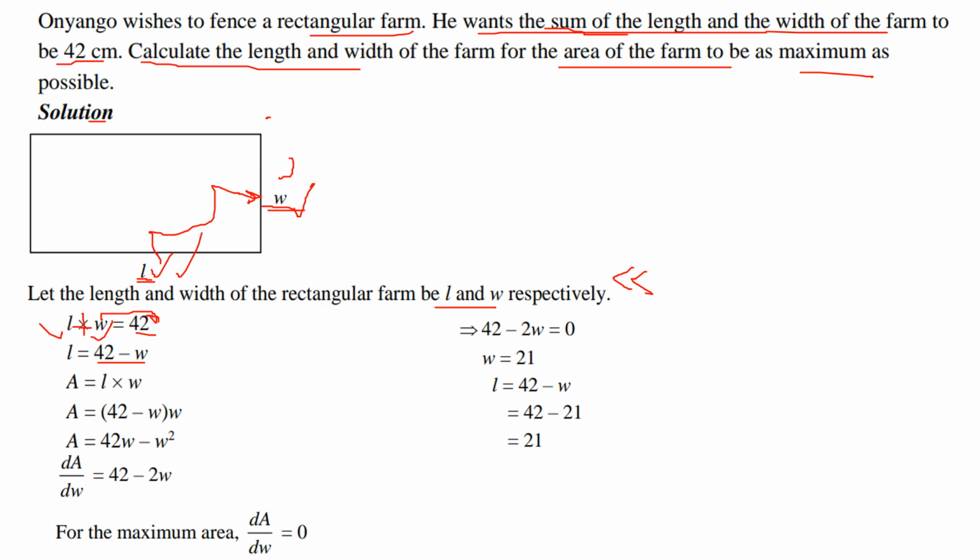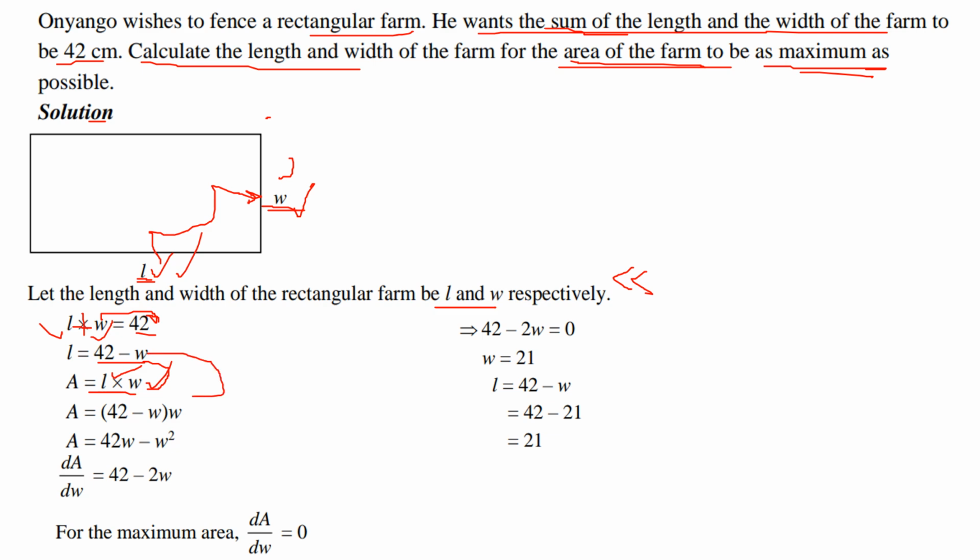But remember that here they say that area of the farm must be as maximum as possible. So that means that we have to differentiate area in respect to either width or length. So we have to write the formula of finding area of a rectangle, which is given by length times width. So area, substituting for length, because we can't differentiate when width and length are all present as variables.